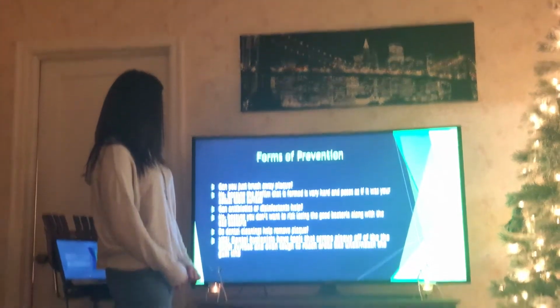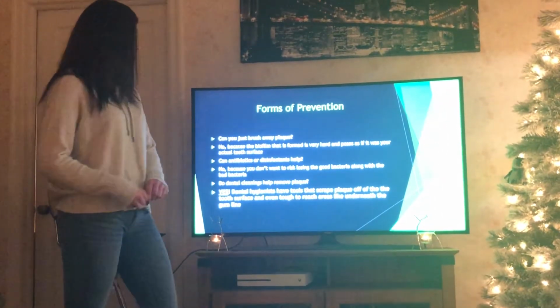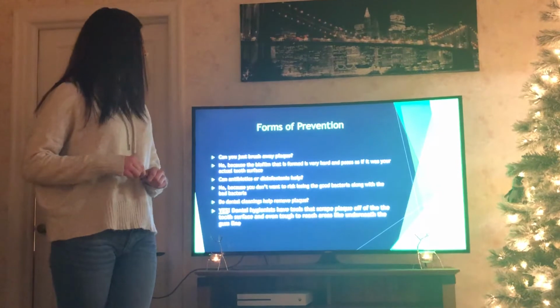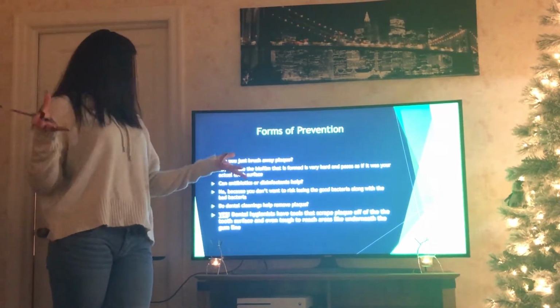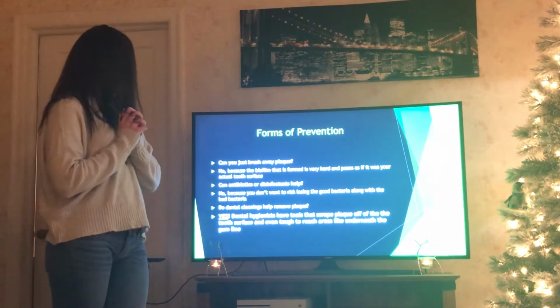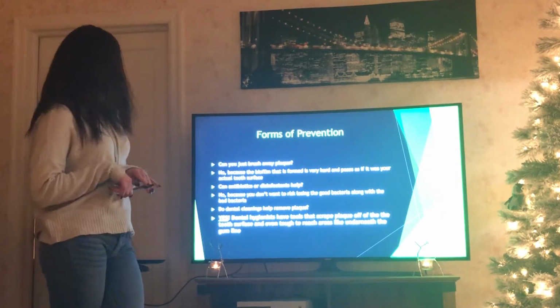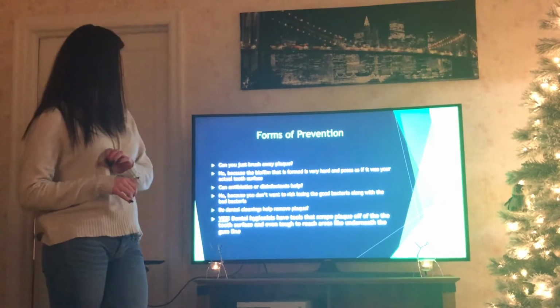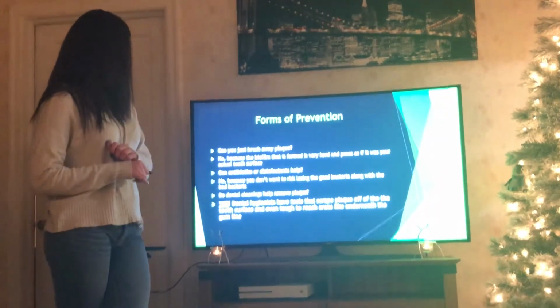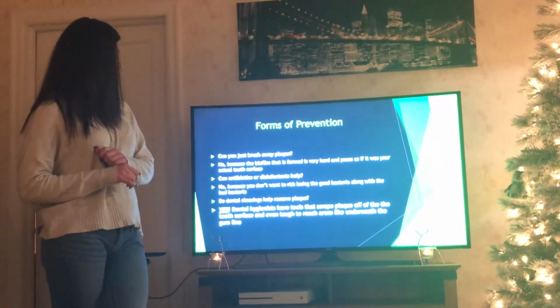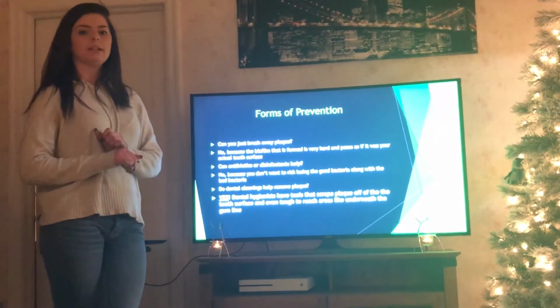Can antibiotics or disinfectants help? No, because you don't want to risk losing the good bacteria along with the bad bacteria in your mouth. Do dental cleanings help improve plaque? Yes, they do. Dental hygienists have tools that scrape plaque off of the tooth surface and even tough to reach areas like underneath the gum line.